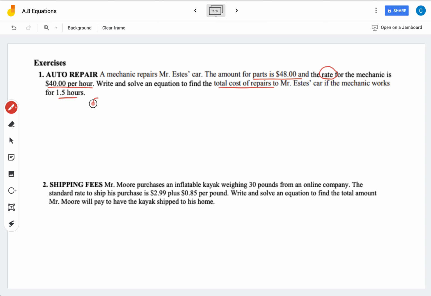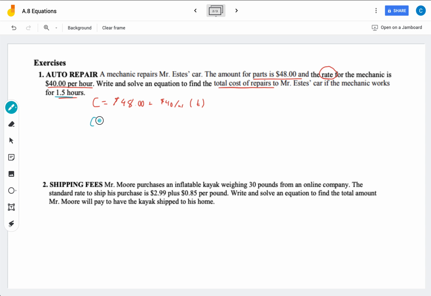So the first thing I'm going to do is I'm going to say the cost of the repair C equals the flat rate is $48. So I'm going to put $48 plus his hourly rate, which is $40 per hour, times T, where T is time. So we already know $48 is his flat fee, $40 an hour, and time is 1.5 hours.